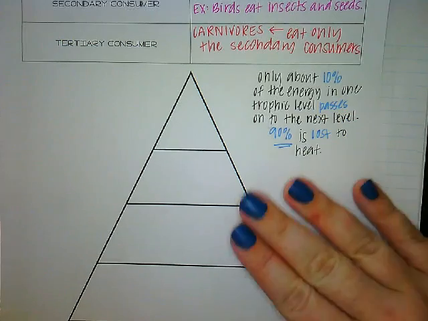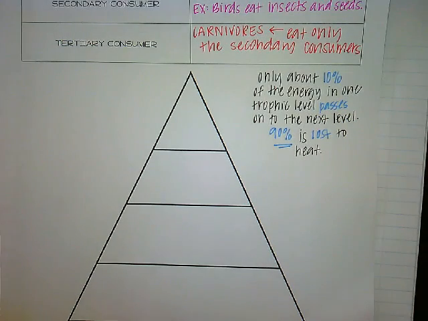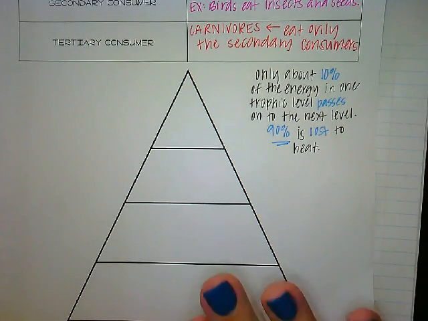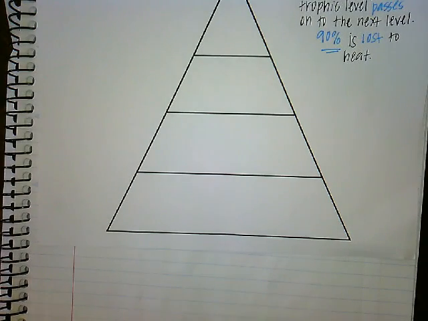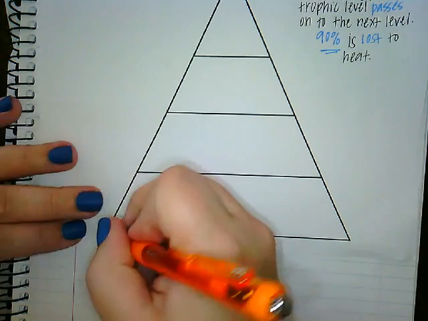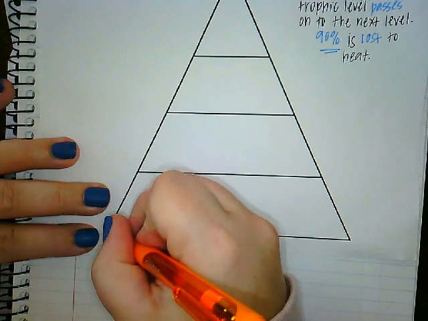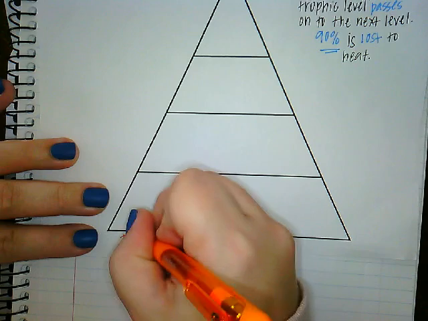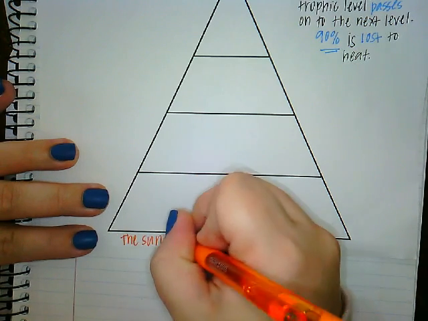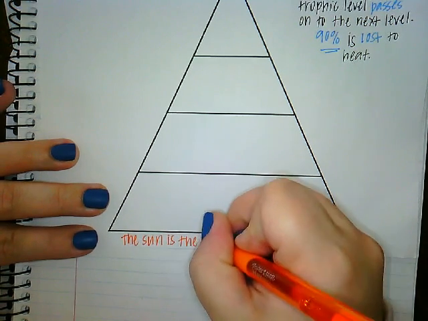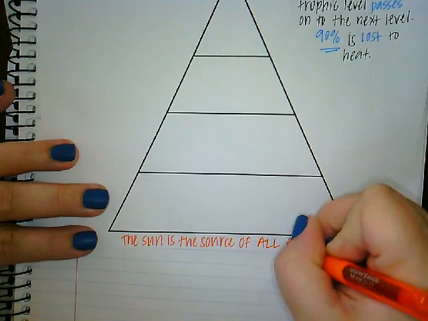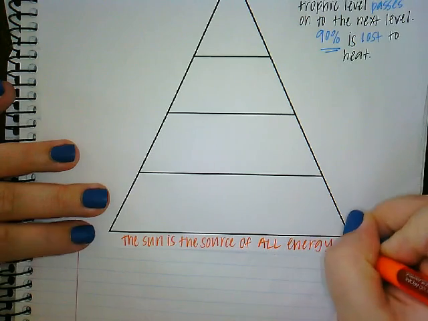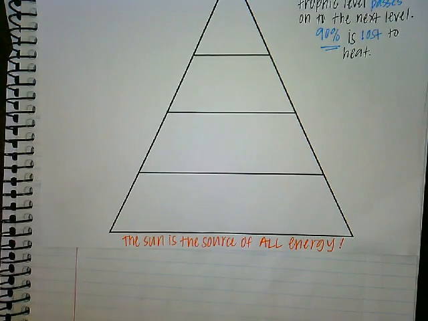If we start with 100% energy, we have to follow it through, and the triangle is a wonderful representation of that for our purposes. So we are going to start down here at the bottom. I'm just going to make a note down here so that I remember that the sun is the source of all energy. The sun is the source of all energy.